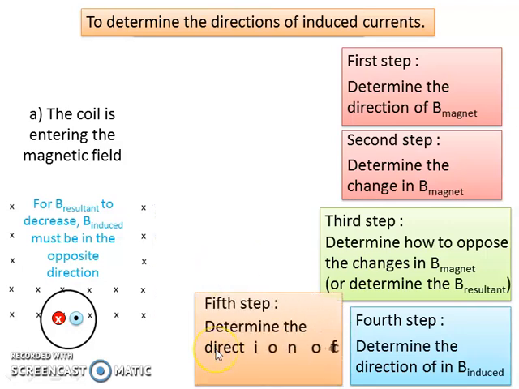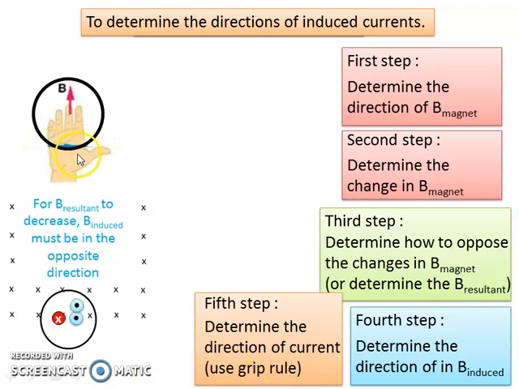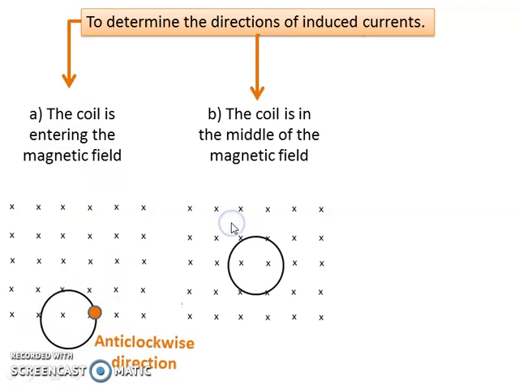Fifth step, determine the direction of the current. We are going to use the grip rule. Position your hand so that the four fingers show the direction of the B induced out of the screen, shown by this dot. Your thumb shows the direction of the current, which is in the anti-clockwise direction. So for the coil entering the magnetic field, the direction of the induced current is anti-clockwise.